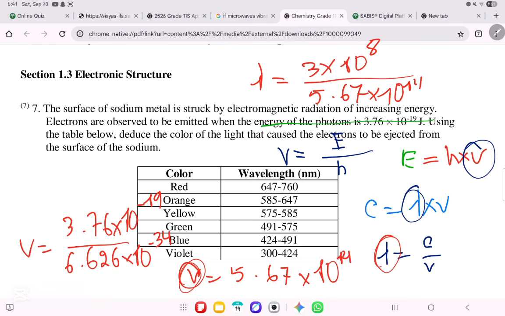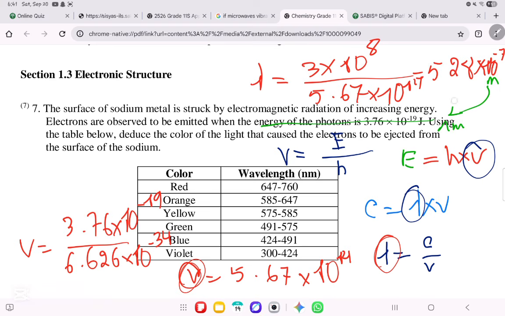We will get 528 times 10 to the power of -7. But I think they want the answer in nanometers. So how do you change from meter? Because everything when you calculate should be in meter. So how do you change from meter to nanometer?